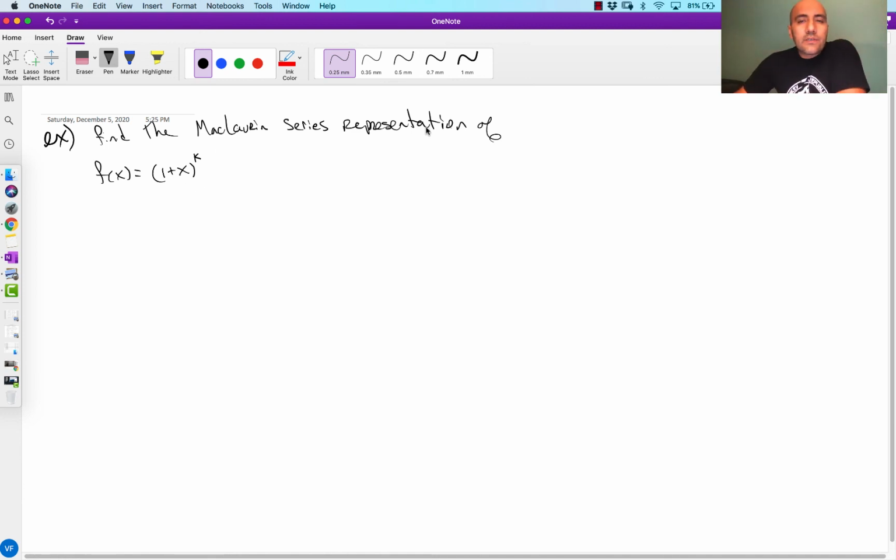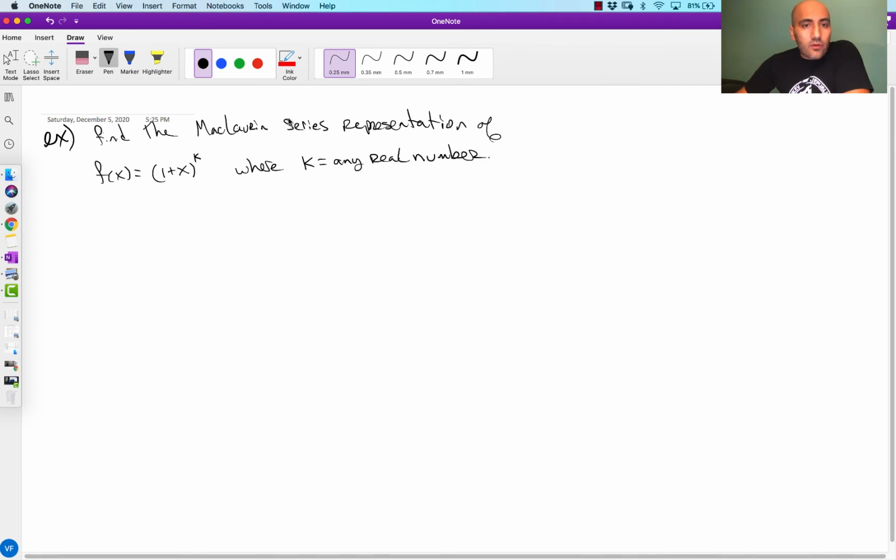So find the Maclaurin series representation of f of x equals 1 plus x to the power of k, where k equals any real number. Okay, this one's going to be hard because we have two different variables that we have to keep track of.